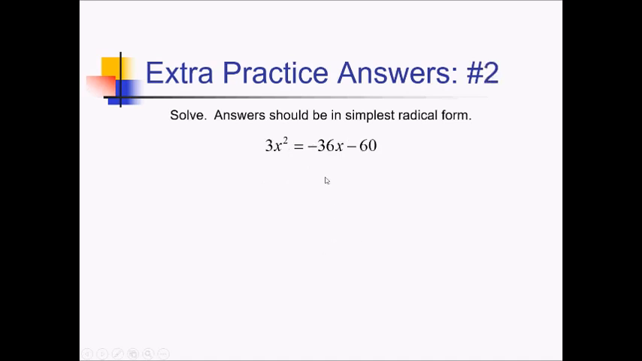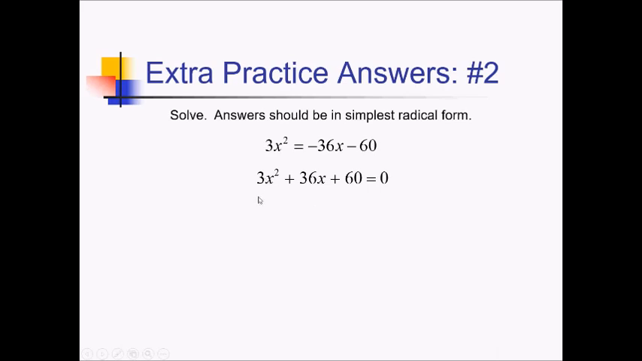To solve this quadratic equation, I notice we've got a linear term, so square rooting is not going to be enough. I need to move everything to one side and use factoring or quadratic formula. Let me get everything on the left side, since at least that would give me a positive squared term. So I'll have a 3x squared that stays over there, and now I'm going to add 36x and add 60, and we have 0 on the other side now.